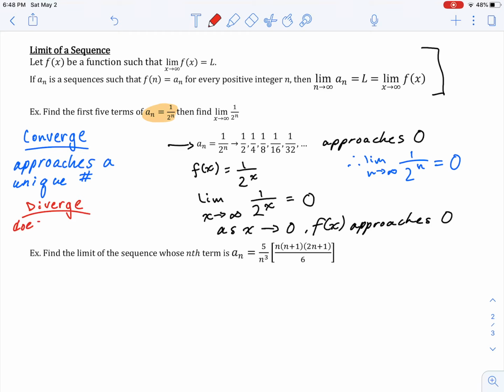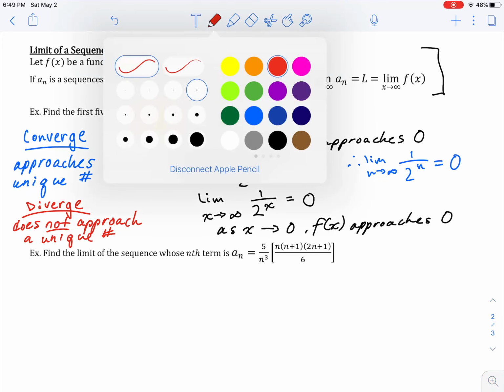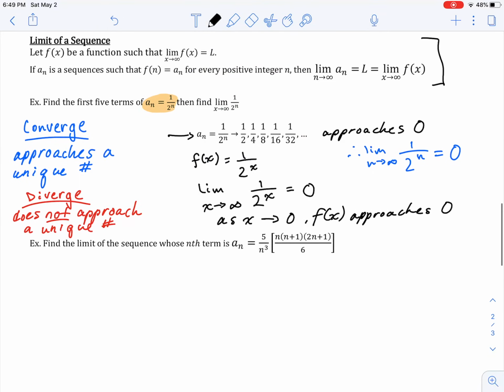A sequence diverges if it does not approach a unique number, which means its corresponding function does not have a limit at infinity. So this particular sequence does converge, and there are many other sequences that do not.